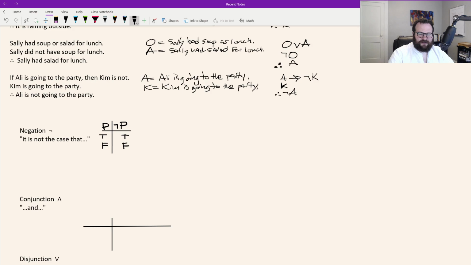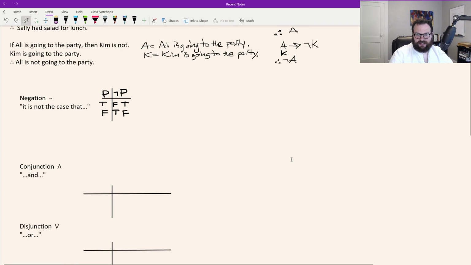Now I can give truth values for the negation symbol. The way the negation symbol works truth functionally, which is to say on a truth table, is that it flips the truth values of whatever it's applied to. So in this case, it would be false, true, right? You see how it's the exact opposite of the thing it's applied to. That's all that not does, okay? So when you're filling out a truth table and you have a negation, you're just going to flip the truth values of whatever it's applied to. Okay, so negation's pretty simple.